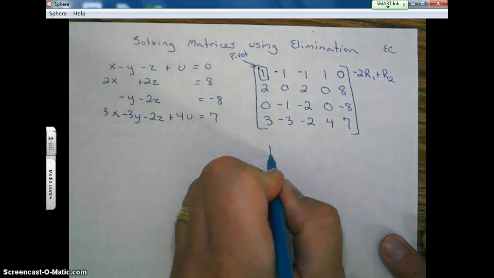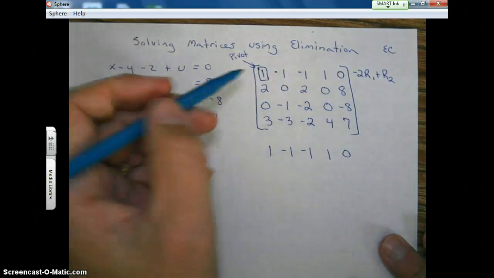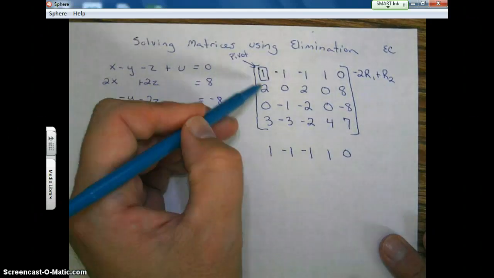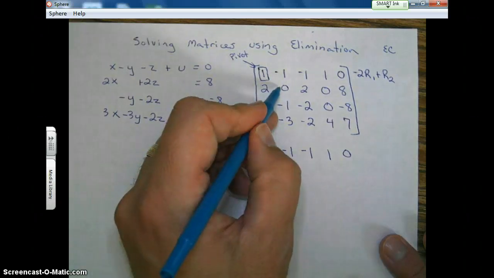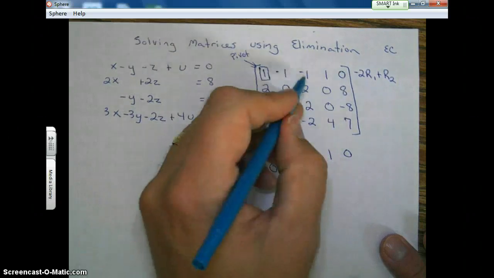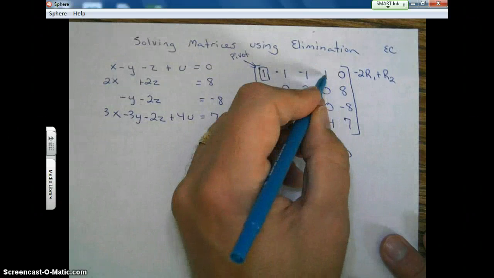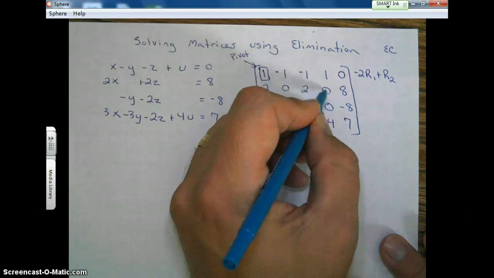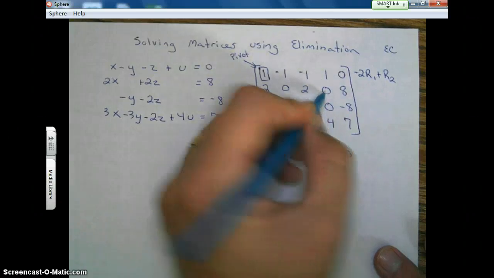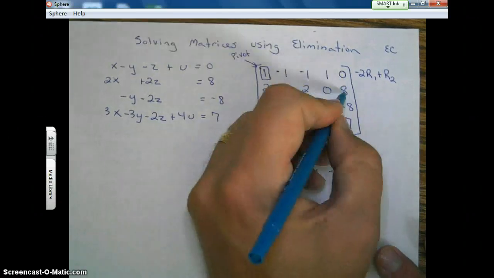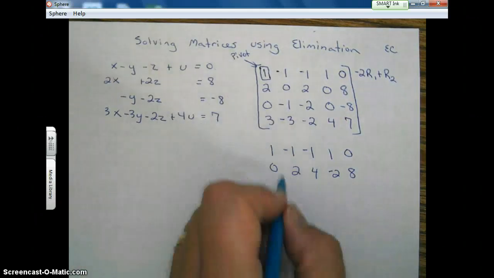So I'm going to rewrite the first row. And let's do the math. -2 times 1 plus 2. -2 times -1 plus 0. -2 times -1 is 2 plus 2 is 4. -2 times 1 is -2 plus 0. That's going to be -2. And then we have 8. Then we copy everything else down.